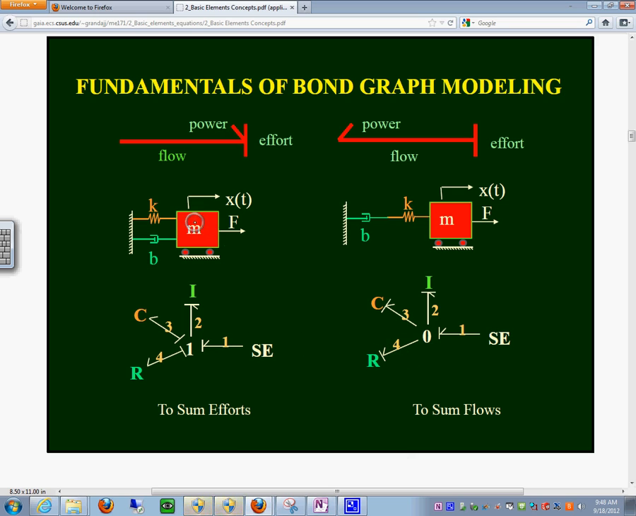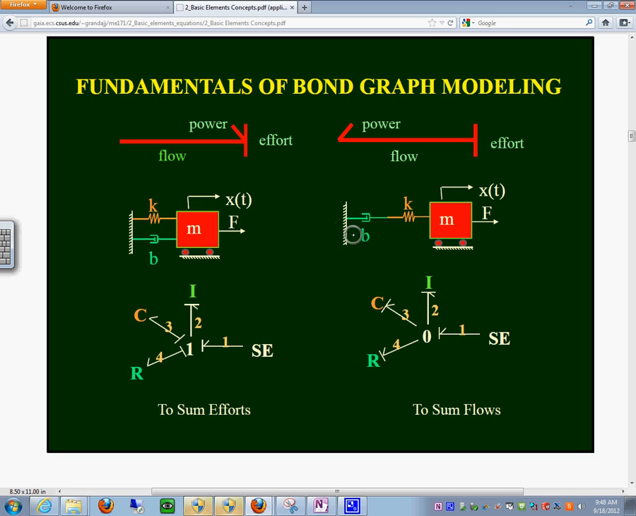So in here you see you have the mass, and the common variable here is the velocity, because you put the 1 junction in here and then you connect the F, which is the source here. You also have the I element, which is the mass. You connect the spring, which is the C element, and then you connect the damper, which is this R element.